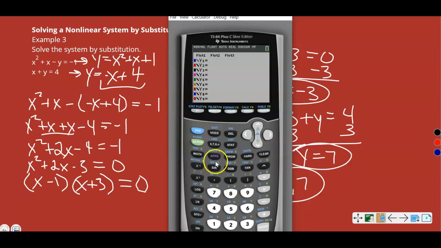All right, so I'm going to have x squared plus x plus 1. And then I'm going to have negative x, let's see, used the wrong negative. Let's see.